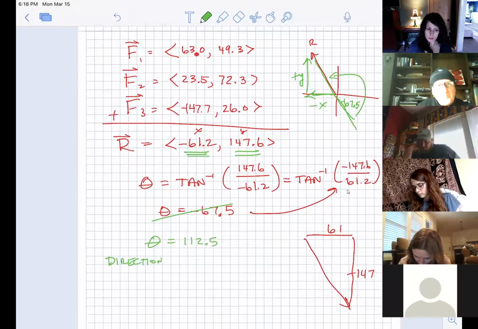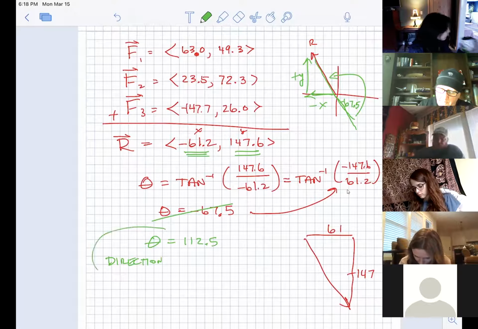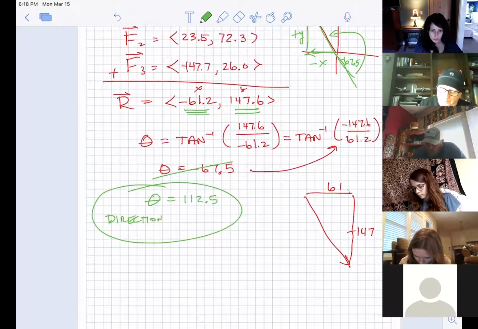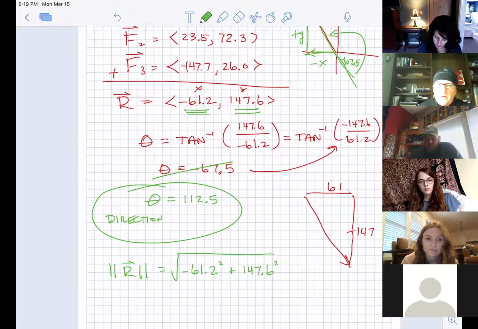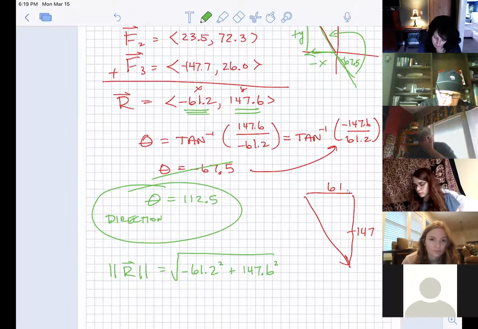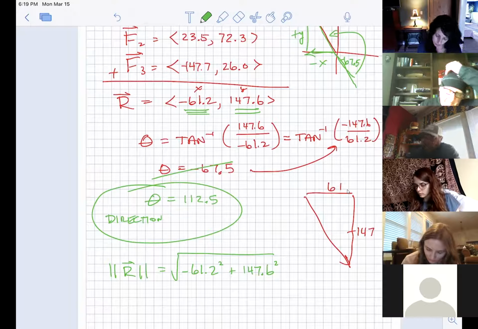So you'll have problems. The hardest problems on the assignment will say, find the magnitude and the direction of the resulting vector. We'll look at your homework assignment so you kind of feel good about it. We found the direction. If they ask for the magnitude, remember that's kind of code for doing the Pythagorean theorem on your two numbers. Since I'm squaring them, I don't really care that 61 is negative, because it's going to turn positive. If you leave it negative, that's fine, but be careful: if you don't put that negative 61 in parentheses before you square it, you're going to get a negative number for that. So if I say the square root of 61.2 squared plus 147.6 squared, I get 159.8.